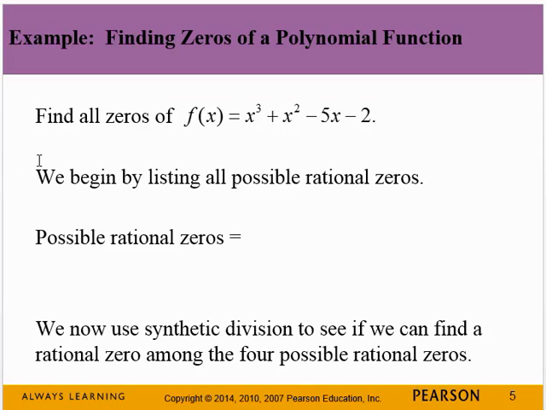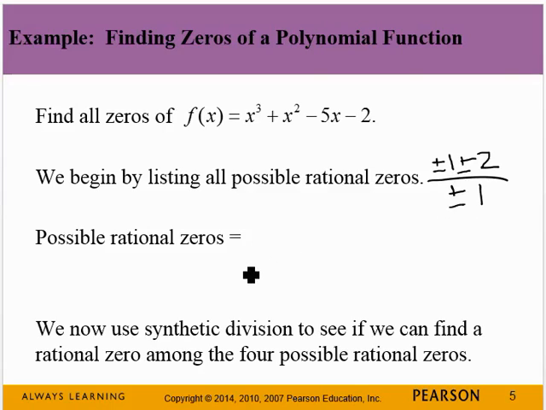It says find all zeros of f of x, x to the third, plus x squared, minus 5x minus 2. Now this time you want to find all zeros. So you want to begin by listing your possible rational zeros. So if you look at your constant negative 2, you'll have plus or minus 1, plus or minus 2, because your factors of 2 are 1 and 2. And then your leading coefficient is 1, so you just have plus or minus 1.